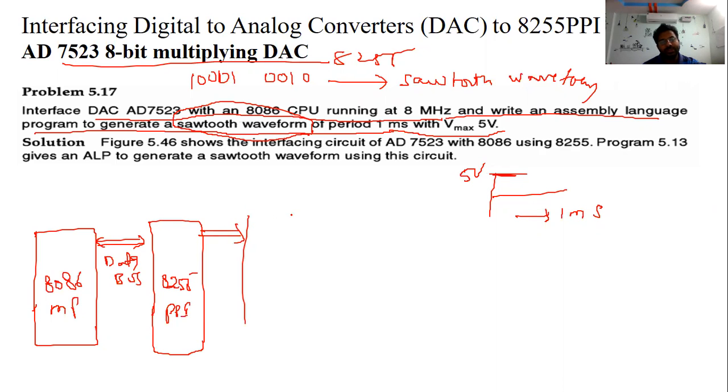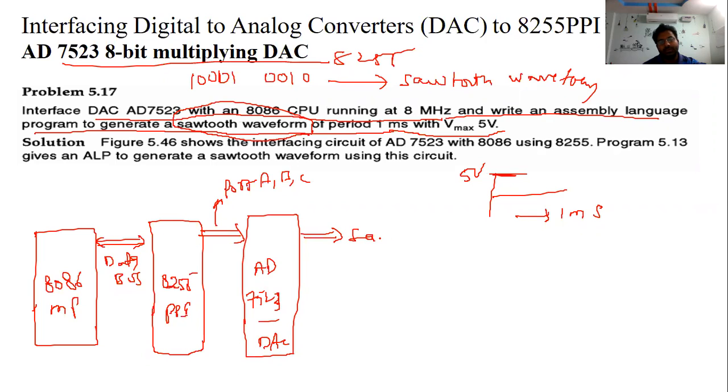Port A, port B, or port C, or any other port you can use here, because this is an 8-bit port. Port A or B or C. So this is the AD7523 DAC. Then it gives some output of a sawtooth wave, a waveform of 1 microsecond and 5 volts. Okay, this is the structure we require for this.